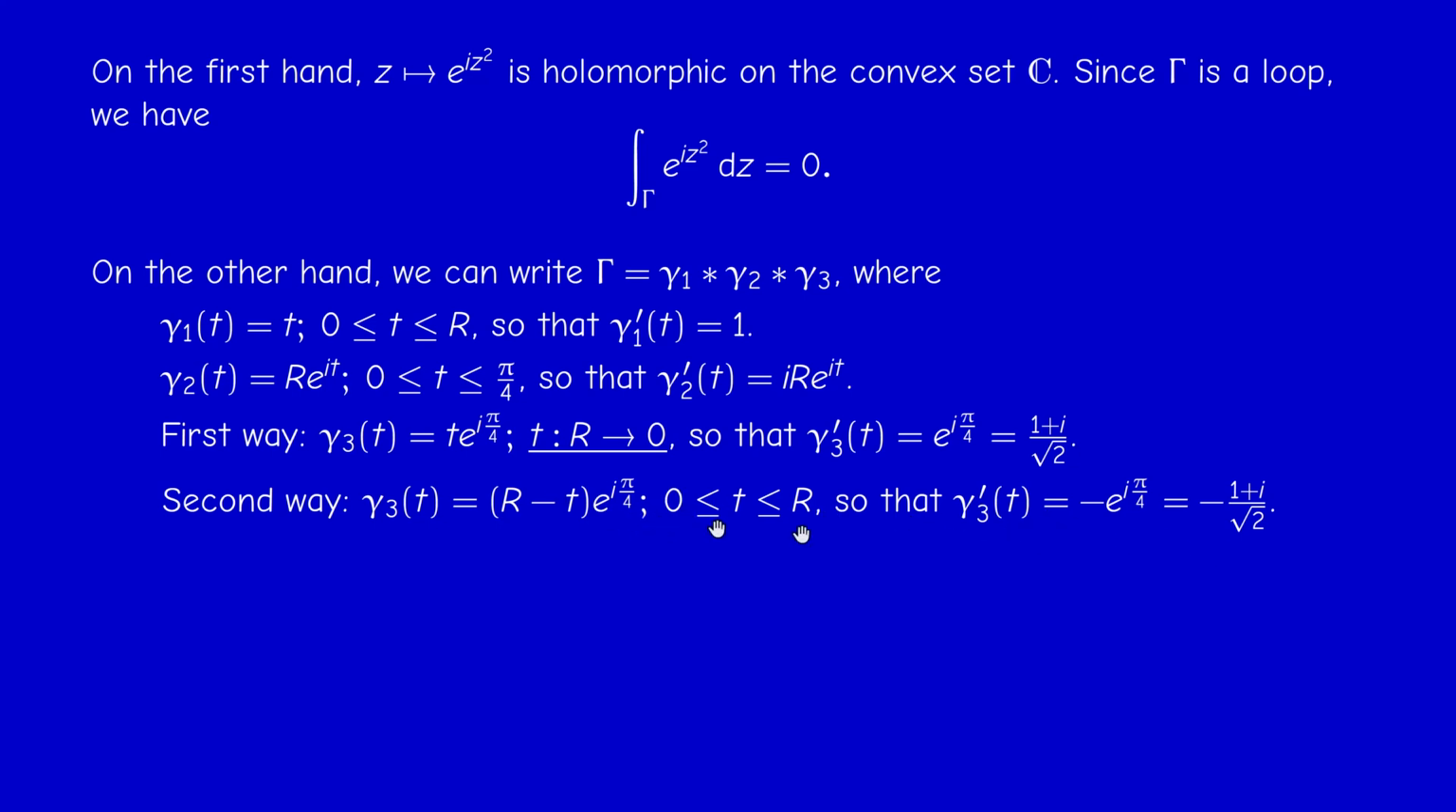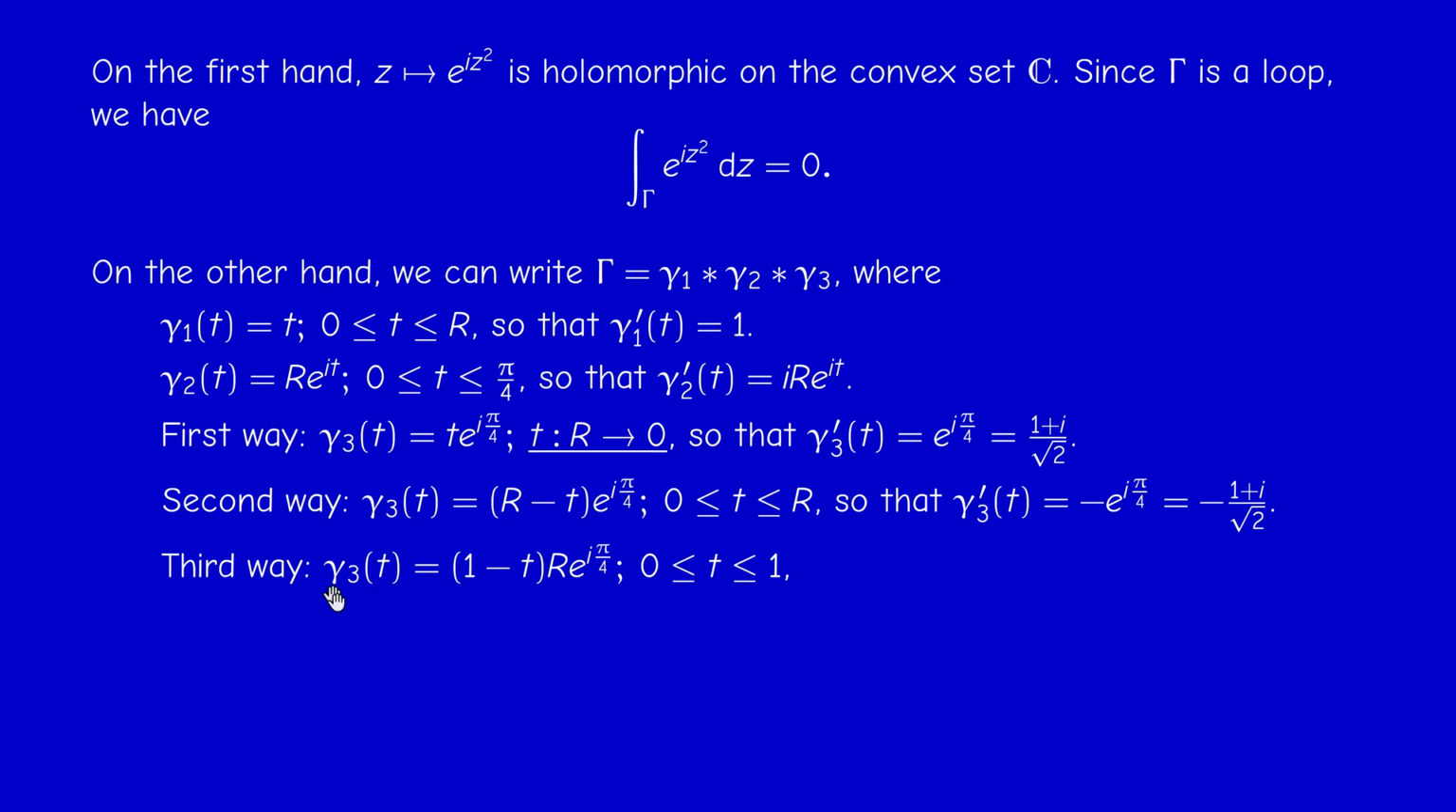So the derivative, because we have minus t, is minus this constant. So here when we integrate, we get the integral from r to 0. This is what I mean by this. And here is the integral from 0 to r, but with an opposite derivative. So we get precisely the same result. And there is a third way.